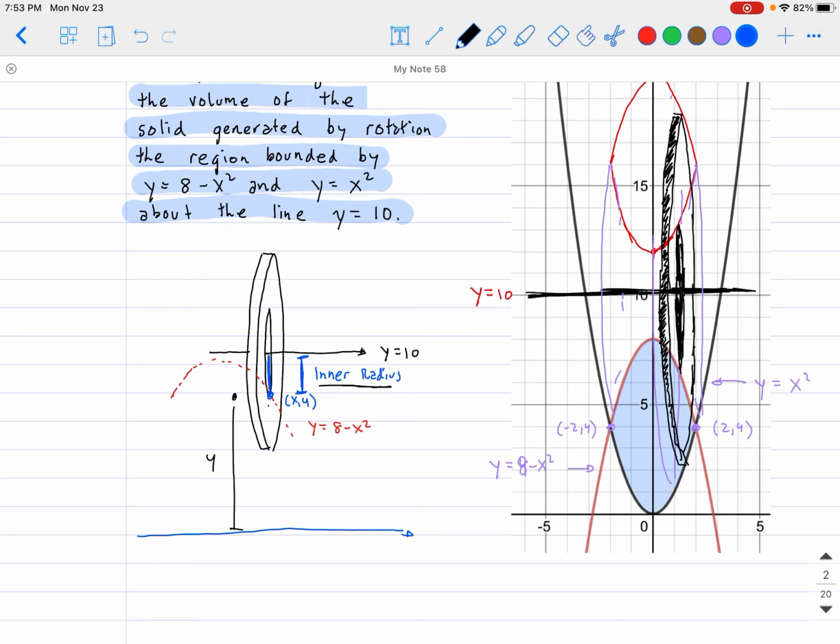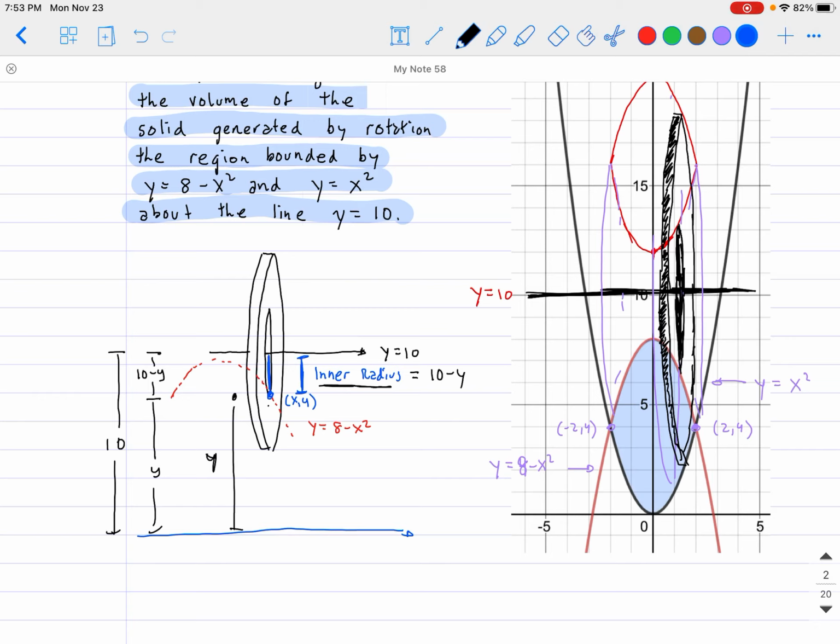The inner radius is located above it, just so that it is below the line y is equal to 10 and also above the y value. So what that means is that the inner radius is going to be 10 minus y, because this whole thing is going to be equal to 10. This part right here is equal to y, so therefore this part, which is the inner radius, is going to be 10 minus y. Okay, so that is going to be my inner radius.